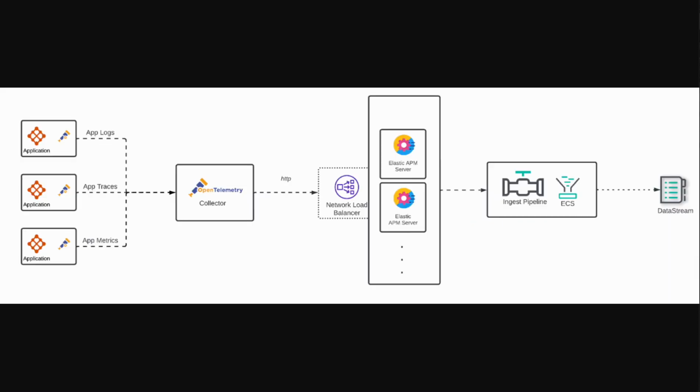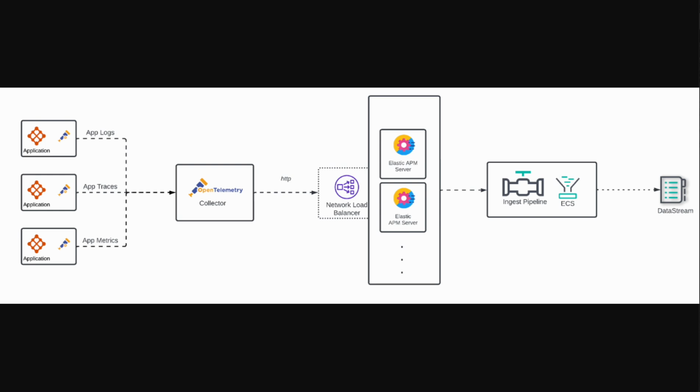So let's quickly discuss the pattern. App logs, traces, and metrics. Super important stuff that OpenTelemetry gathers and sends over to the collector. Again, one of several patterns. And then once the OpenTelemetry Collector receives the data, it ships it downstream.